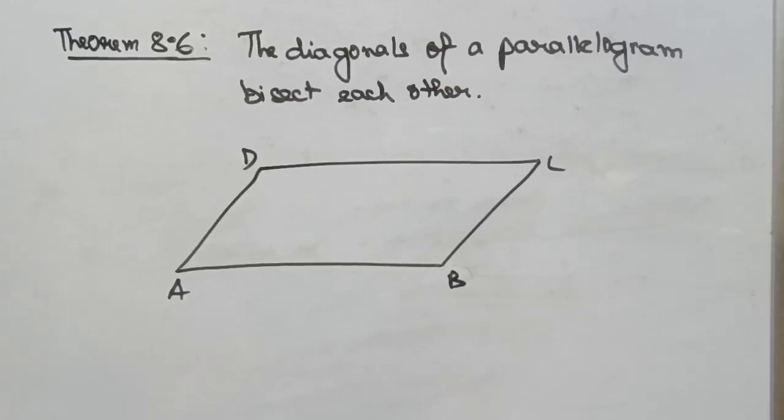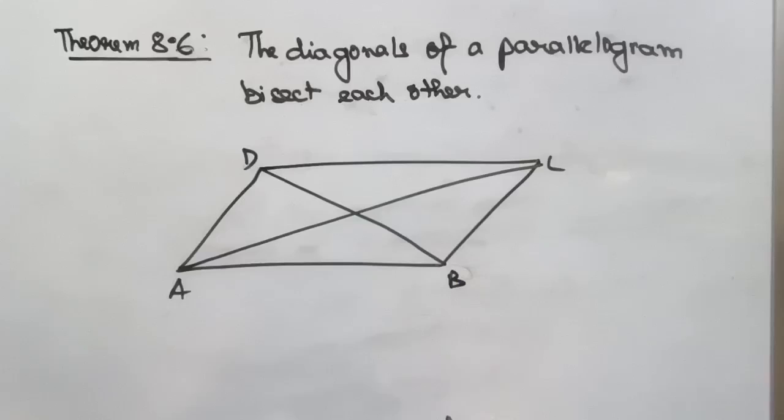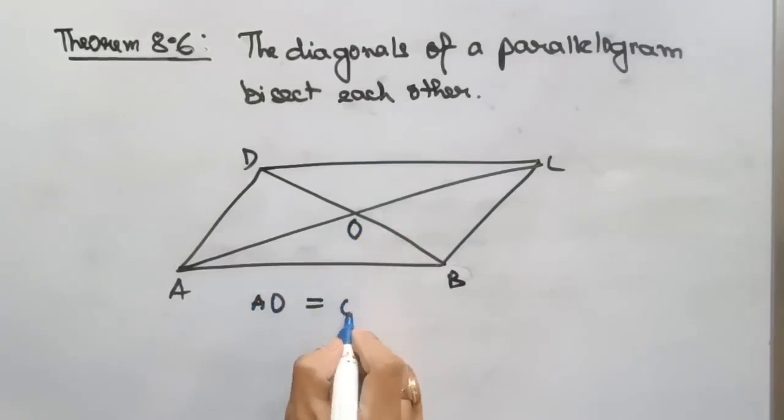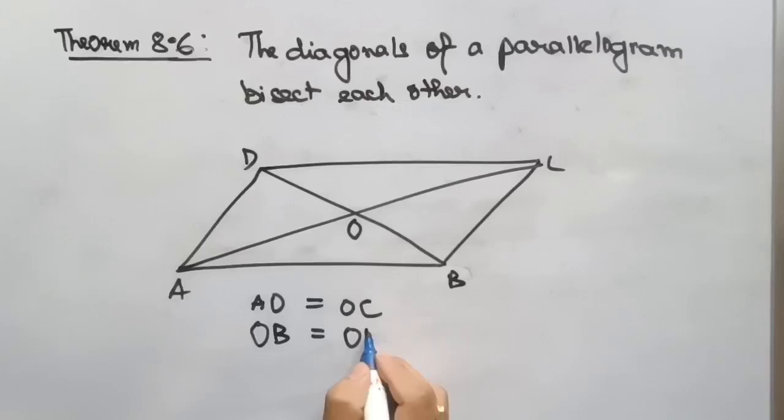Next is theorem 8.6, and it says the diagonals of a parallelogram bisect each other. For example, in this figure, ABCD is a parallelogram. Then the diagonals AC and BD bisect each other. That is, AO equal to OC and OB equal to OD. So in a parallelogram, the diagonals bisect each other.